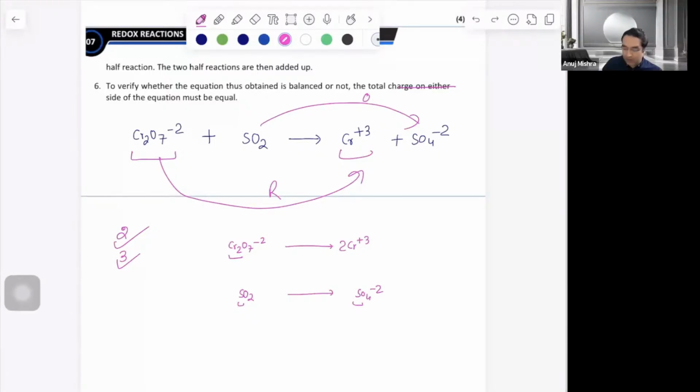And in this one, next one, so the left hand side. Left hand side. Do that. Please do it.